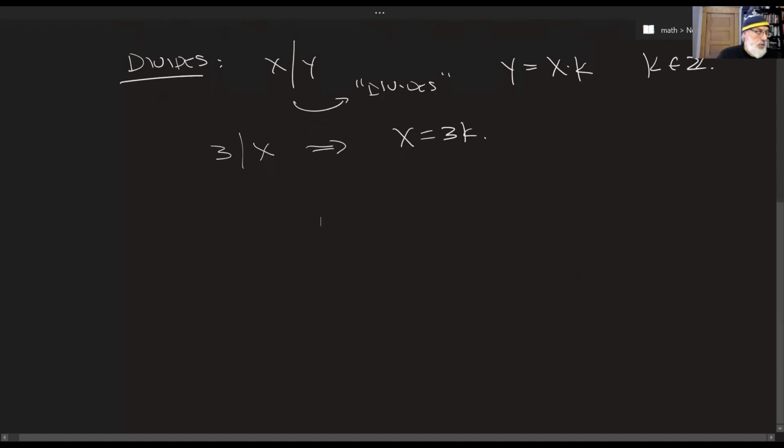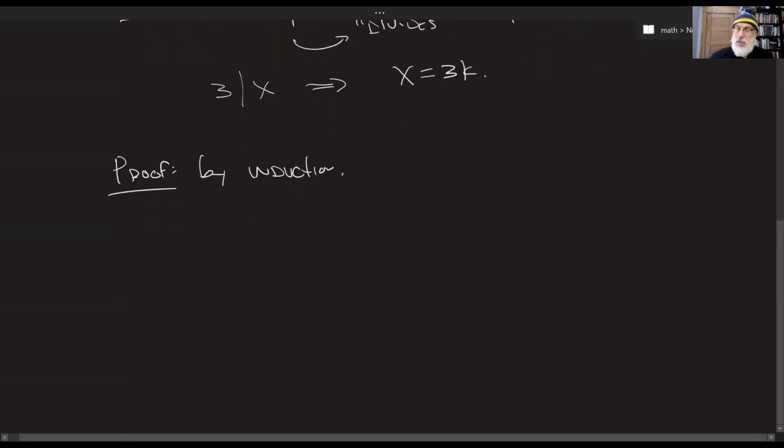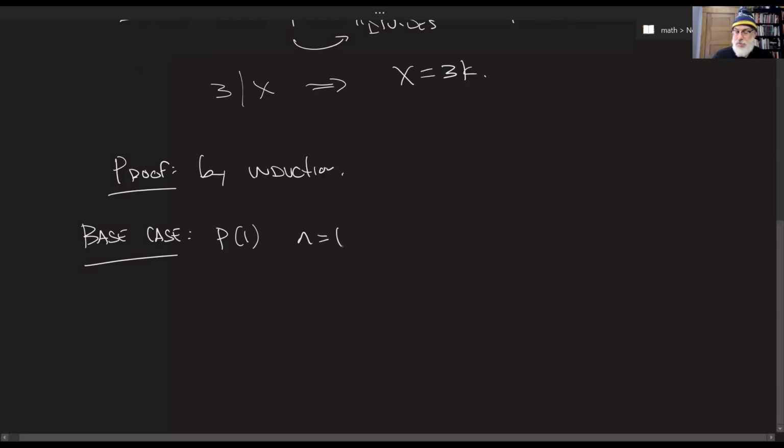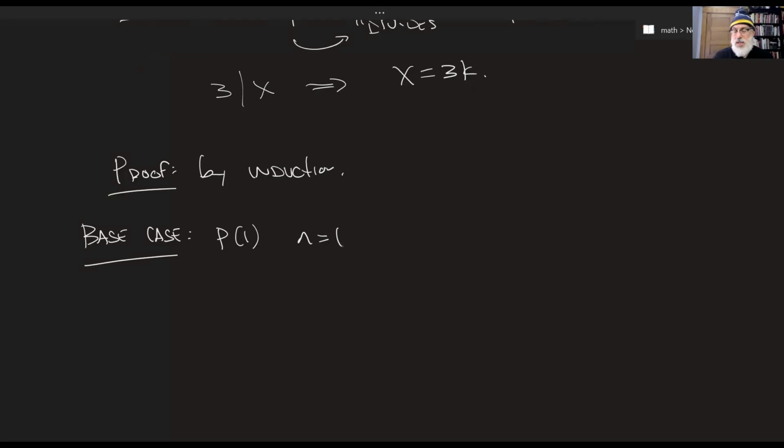All right, so back to our proof. We're going to prove by induction that 3 divides n cubed plus 2n. And like any induction proof, we start with a base case. So the base case here is the first n. n is greater than or equal to 1 means we're doing the P of 1 case. P here is the statement itself. P of n is that 3 divides n cubed plus 2n. And so we're checking to see if it's true that 3 divides n cubed plus 2n when n is 1.